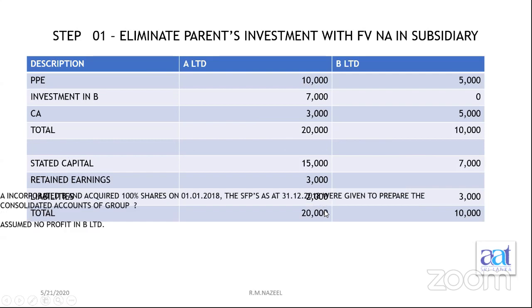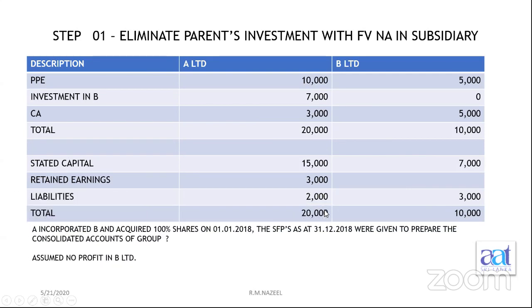Now I have given the question. See, A incorporated B and acquired 100% of their shares, and you need to prepare the consolidated account. The assumption we made is that there is no profit in B Limited, for easiness. So you know what step number 1 is: you need to eliminate the investment made by the parent against the net assets in the subsidiary company.